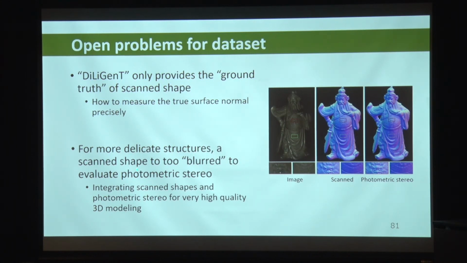So I think in the future, if you really want to achieve very high accuracy in geometric modeling, we need to somehow combine scanning or this kind of geometric approach. This is based on structured light and also a photometric stereo approach for very highly detailed 3D reconstruction.